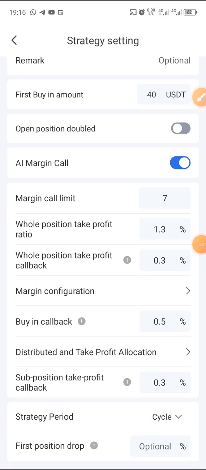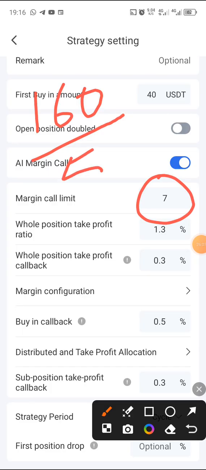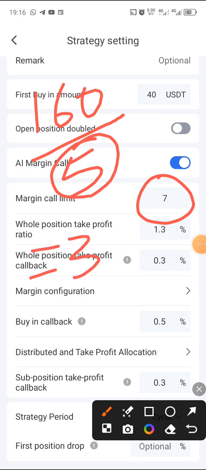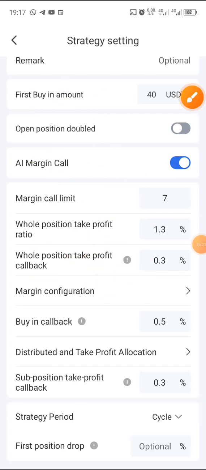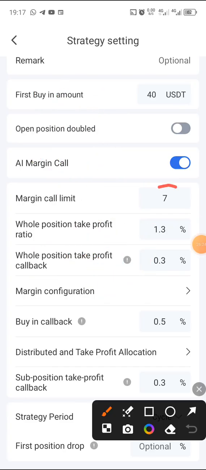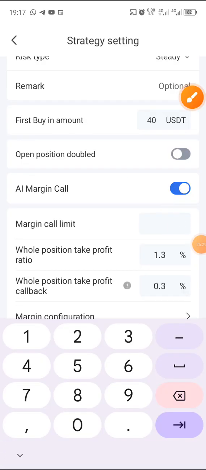Okay, and the margin call limit, this one here, we remained with 160, and we decided to divide by 5, meaning in every margin call we are going to be putting in $5, and we got 32 as the answer. Now 32 becomes our number of margin calls or margin call limit. So you tap on margin call limit here, and you put 32.